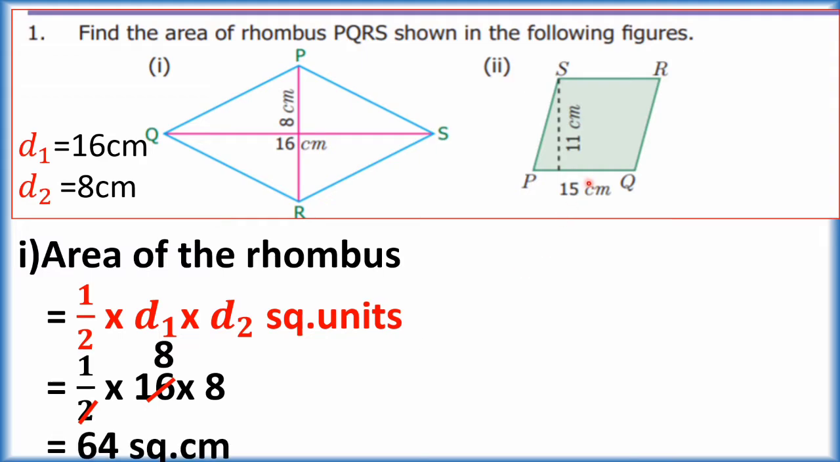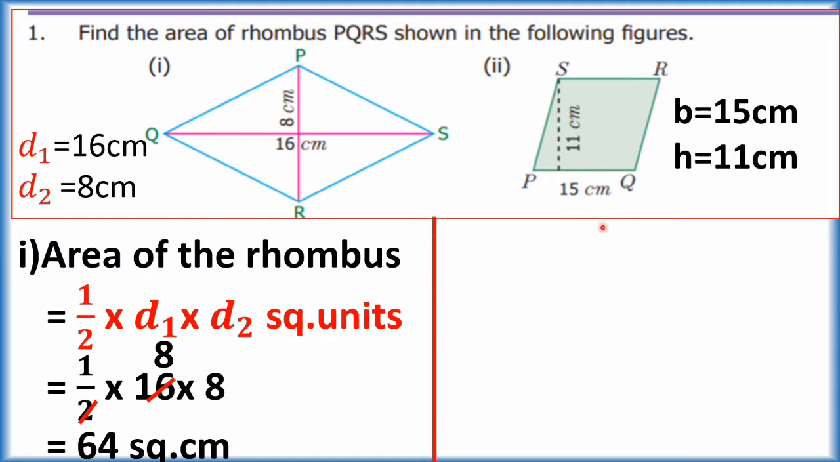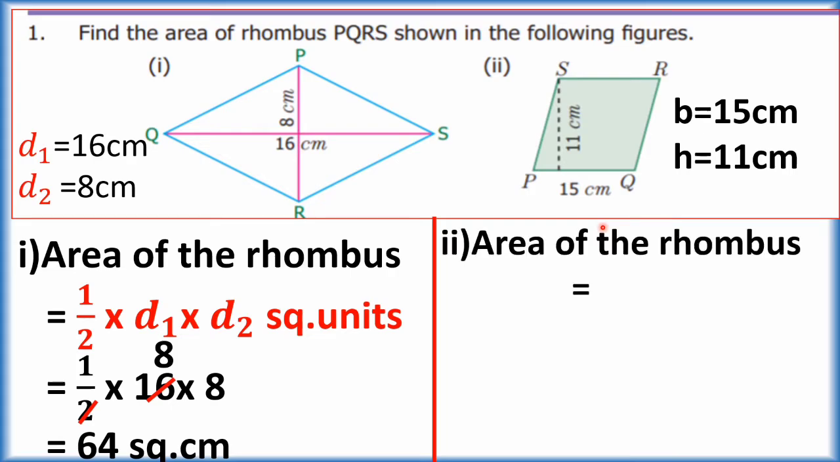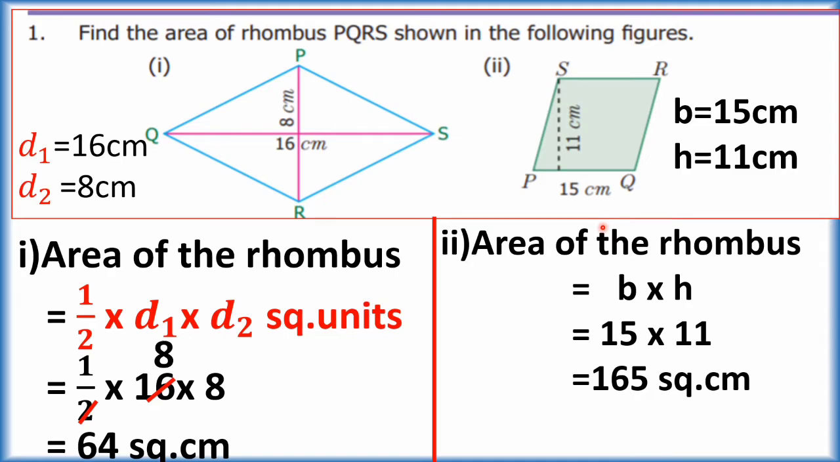Come to the second sum. Base and height is given. Base is 15 centimeter, height 11 centimeter. What's the formula here? Area of the rhombus equal to B into H square units. Just multiply the given numbers. 15 into 11, 165 square centimeter.